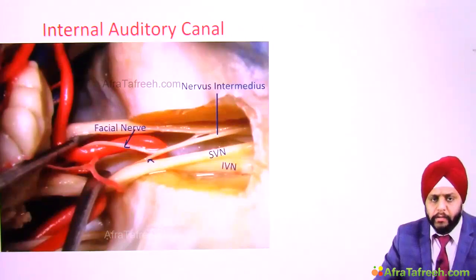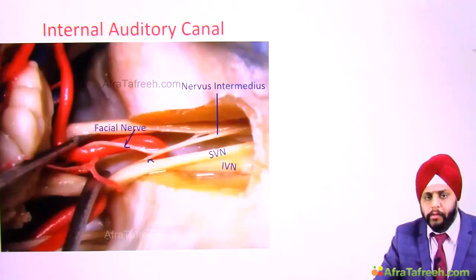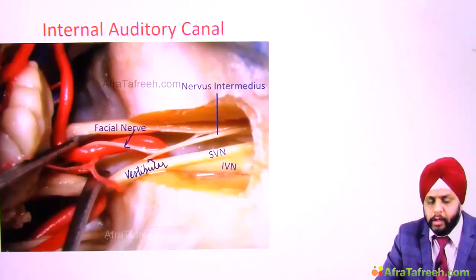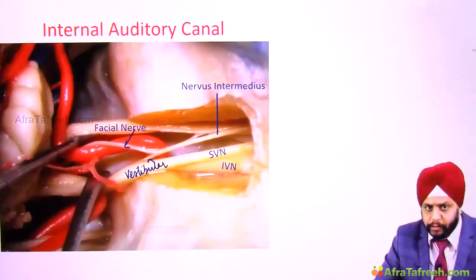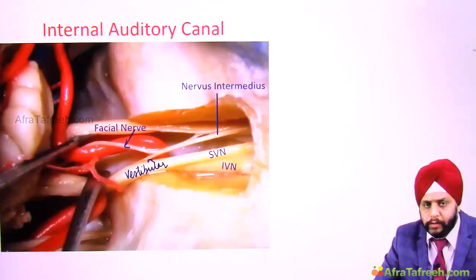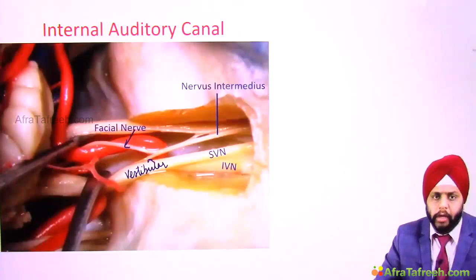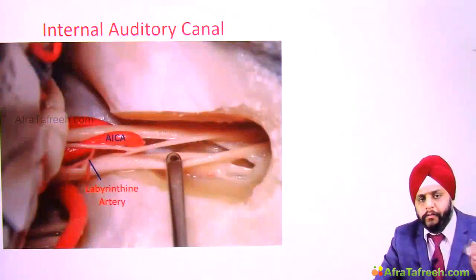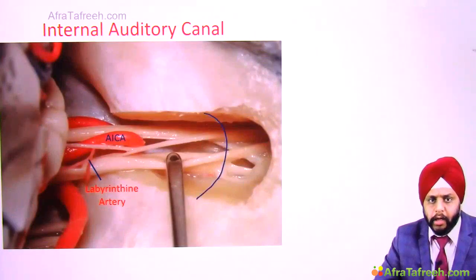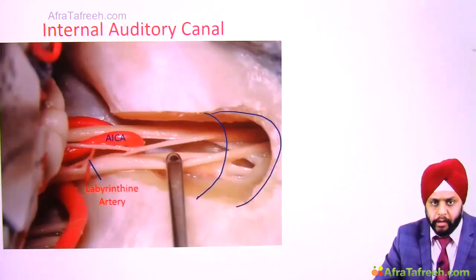What else can we see? We can see the vestibular nerve. This was the vestibular nerve, and now you see it has divided into two further branches. Inside the IAC, it has divided into the superior vestibular nerve and the inferior vestibular nerve. Now we have drilled the IAC further. Previously it was drilled till here, now we can see it drilled till here.